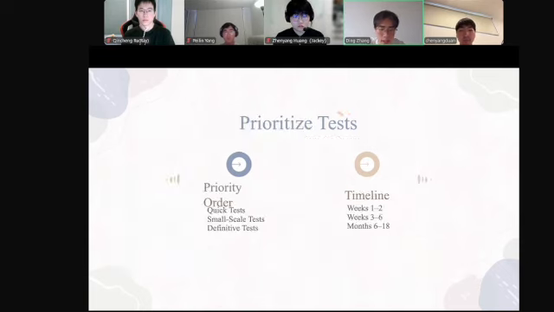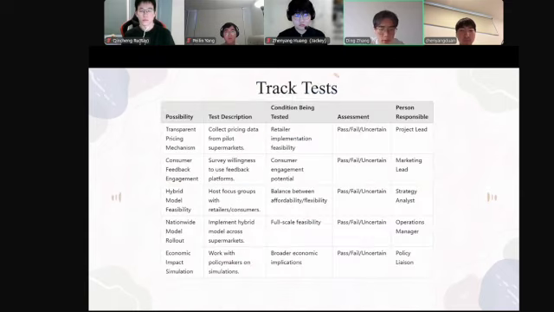Next, as for the priority order, we need to do the quick test first in weeks 1 and 2, then the small-scale test in weeks 3 to 6. Finally, the definitive test in months 6 to 18. Next, which is also the last step, we will follow the requirements in the following table to do the tracking test. That's all my part.